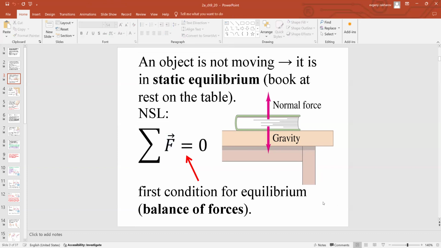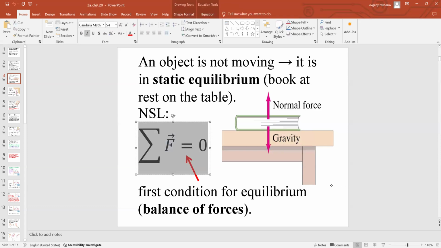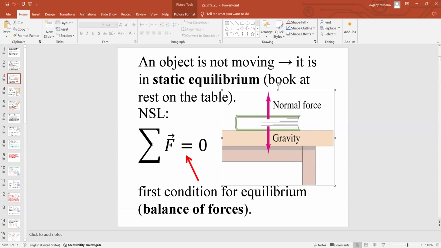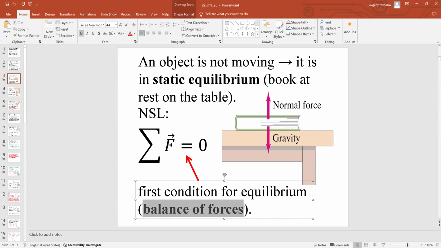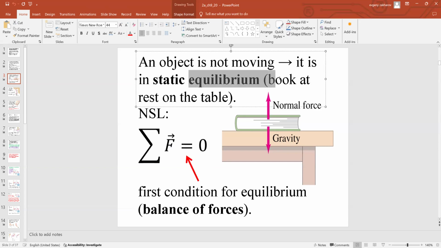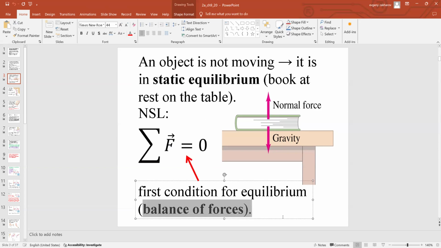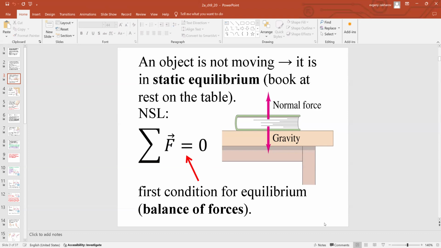So static equilibrium definitely satisfies the sum of all forces equals 0. Balance of forces, that's what you call it, because if it's equilibrium, that means balance, and static equilibrium is for sure balance as well. So the net external force acting on an object is equal to 0, and the object is at rest. The object is not moving.